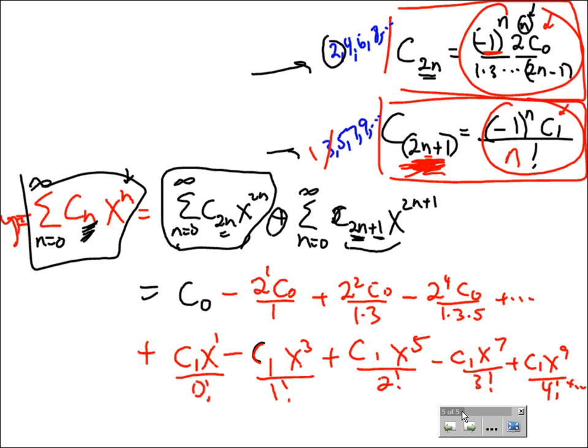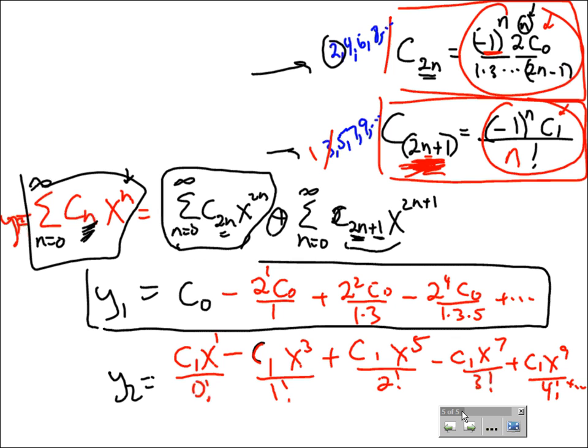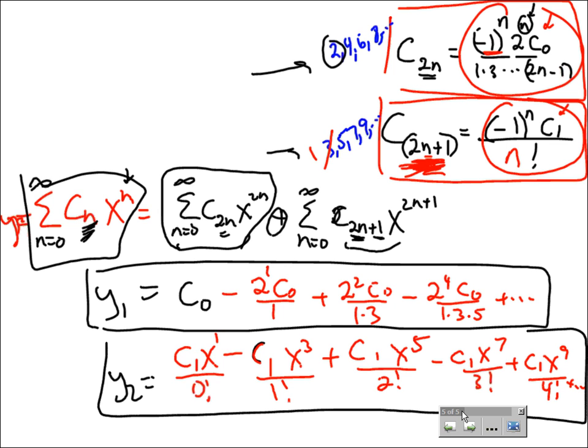And if you wanted two solutions, you can call this y1 and this is y2. Those are two solutions. And you can even from here factor out the c sub 0, and over here you can factor out the c sub 1.